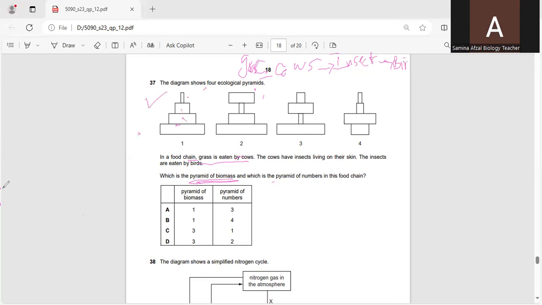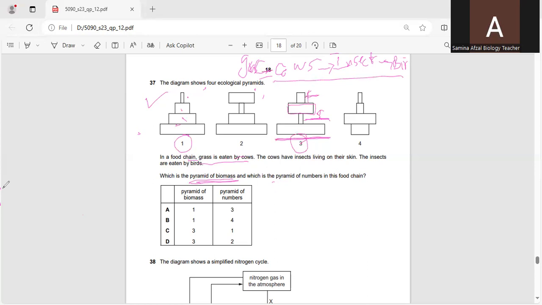And then the pyramid of numbers. In the food chain, grass is eaten by cow, so there is grass and the number will be very high. The cow is of larger size and can eat a large amount of grass. Then it has very small insects on its skin, so their number will be higher, and the birds can eat those. So in this case, 1 will be for biomass and 3 will be for number, because all other pyramids have a different shape, which does not match this food chain.